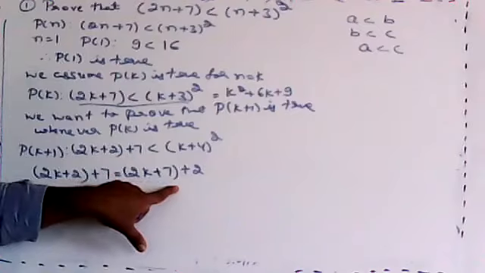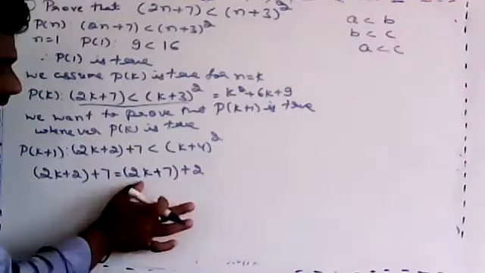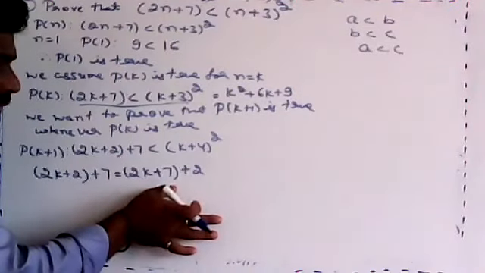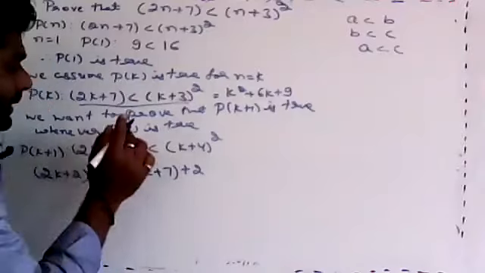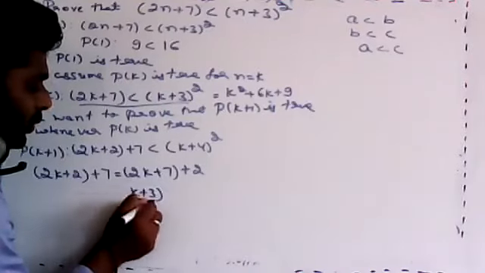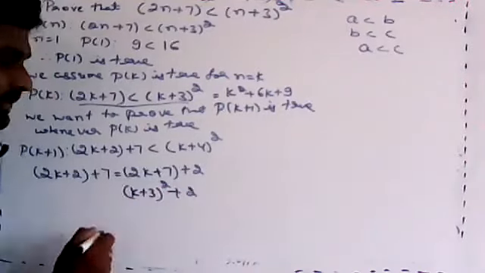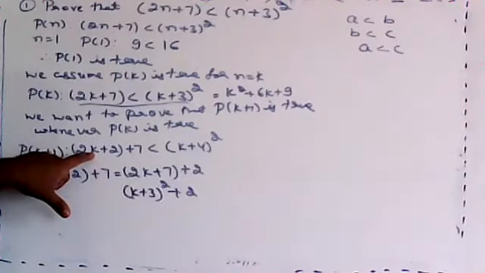So I have taken the LHS side, 2k plus 2 plus 7, and I'm writing it as 2k plus 7 plus 2. In the place of 2k plus 7, I'm going to take (k plus 3) the whole square plus 2. I'm writing the greater than sign, one minute, I'll write that one. Just I'm taking the LHS side here, and I'll show the RHS side answer is right.